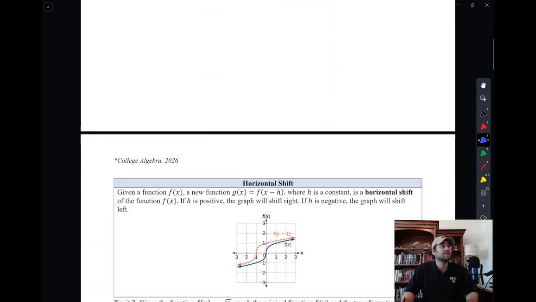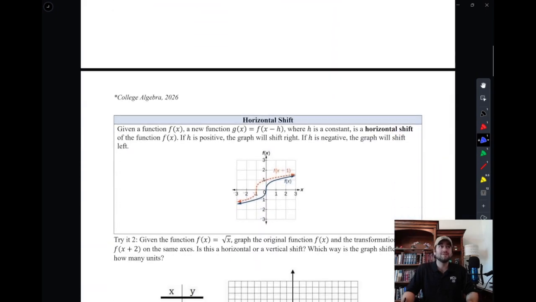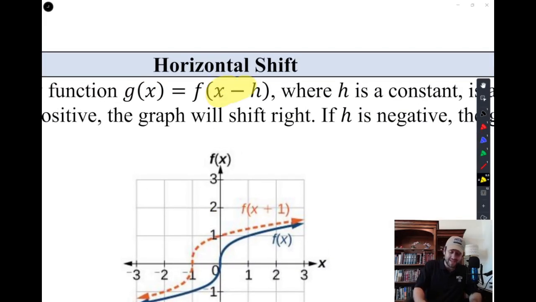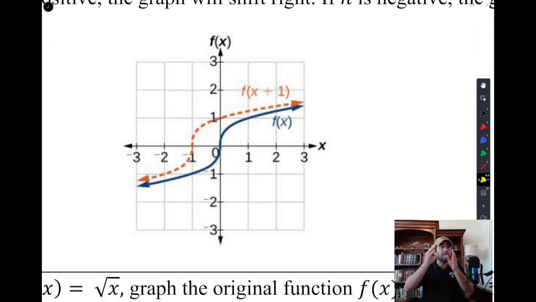Cool. Horizontal shift. Pretty similar, the plus and the minus, except you'll notice now it's on the inside, and it does the opposite of what you might expect. So if you have a negative h, or x minus h, on the inside, it's actually going to go to the right. And like in this picture, if you have a plus on the inside, it's going to go to the left.